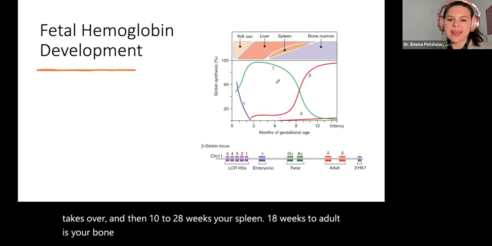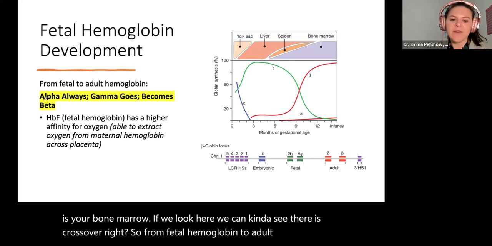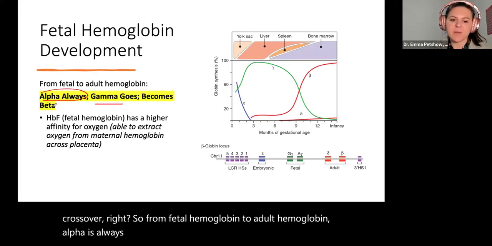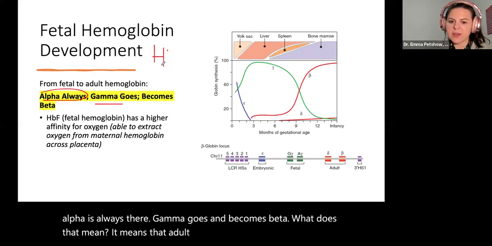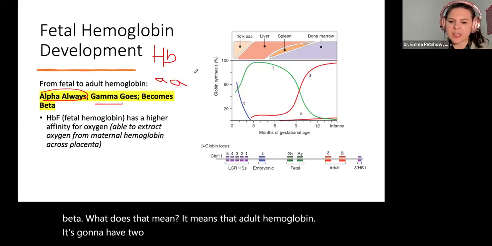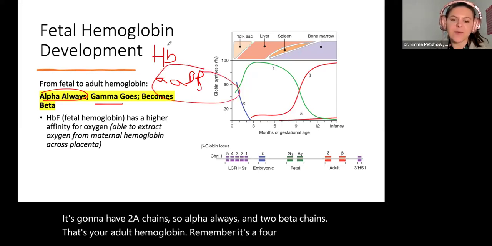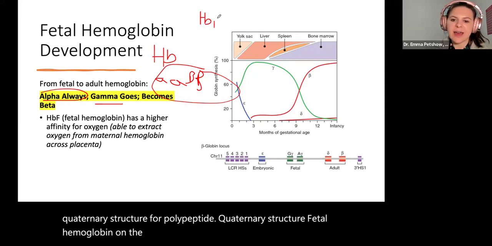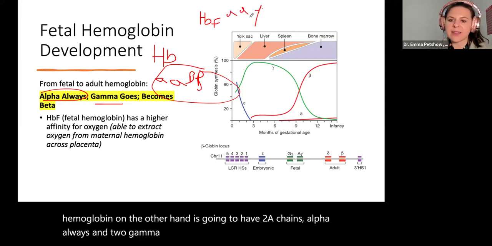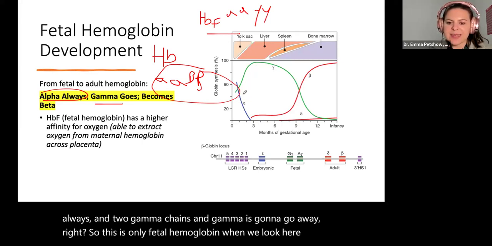If we look here, we can kind of see there is crossover, right? So from fetal hemoglobin to adult hemoglobin, alpha is always there, gamma goes and becomes beta. What does that mean? It means that adult hemoglobin is going to have 2 alpha chains, so alpha always, and 2 beta chains. So that's your adult hemoglobin. Remember, it's a 4-polypeptide quaternary structure. Fetal hemoglobin, on the other hand, is going to have 2 alpha chains, alpha always, and 2 gamma chains, and gamma is going to go away, right? So this is only fetal hemoglobin. When we look here, we can see kind of a couple different pieces, like who's doing what.